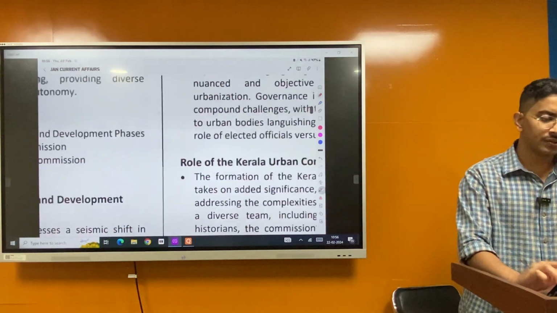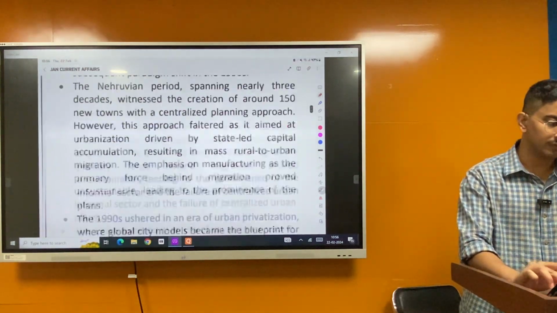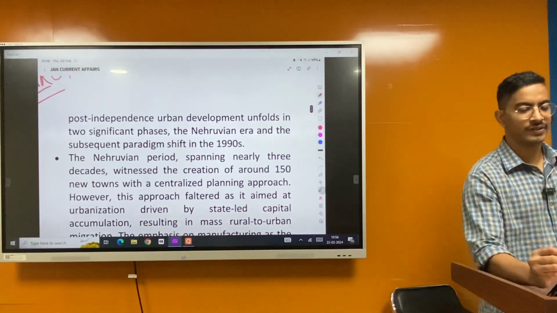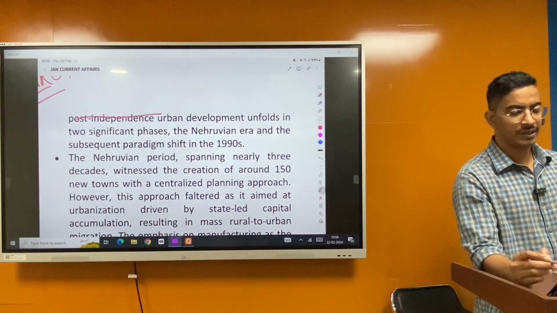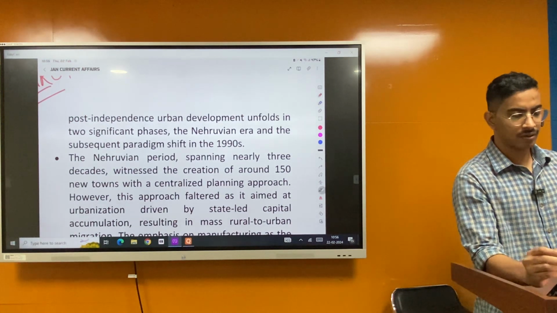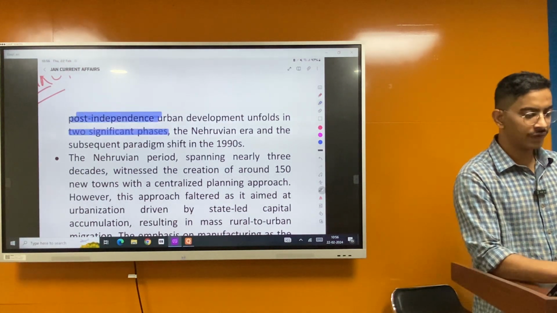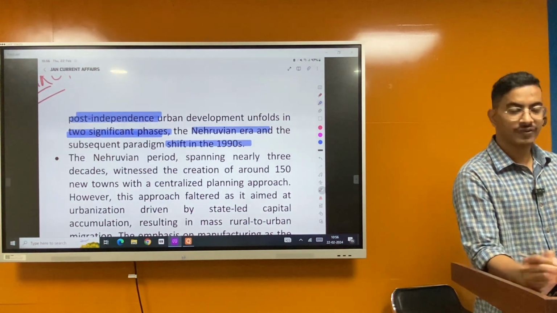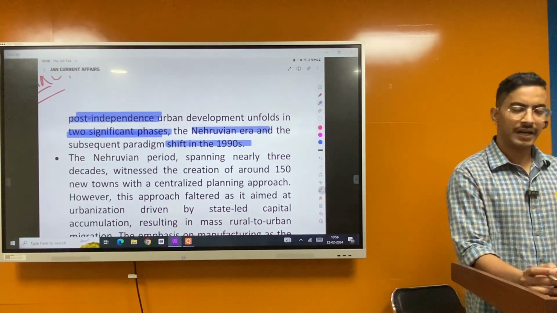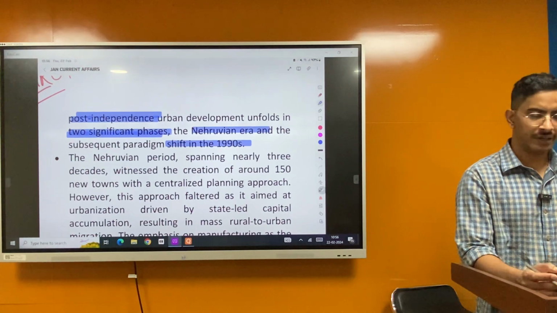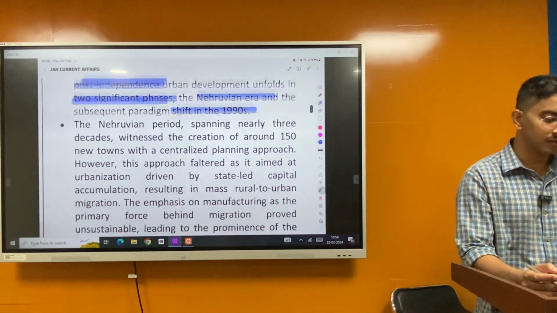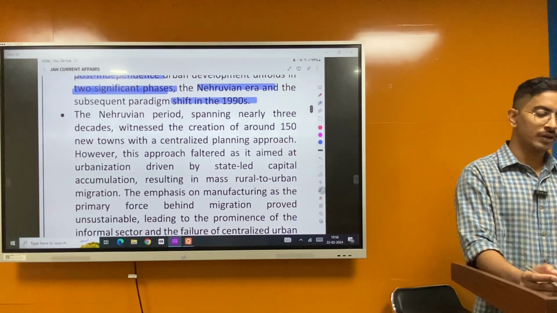In the Indian context, post-independence, urban development unfolded in two significant phases. First, the Nehruvian era and the subsequent paradigm shift in the 1990s. So 1990s, everyone knows what happened here. What happened? Yeah, we opened up. Our economy opened up.